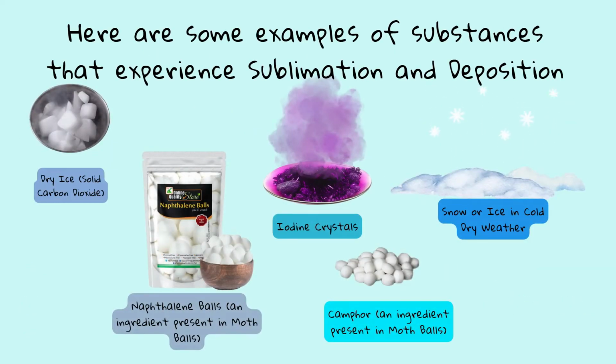Here are some examples of substances that experience sublimation and deposition. Dry ice, which is also solid carbon dioxide. Iodine crystals, snow or ice in cold, dry weather. Naphthalene balls, which are ingredients present in mothballs. And so is camphor, which is an ingredient present in mothballs as well.